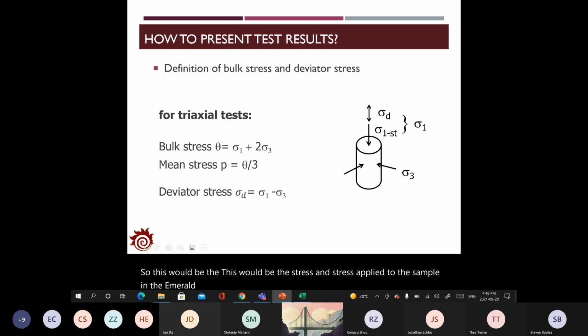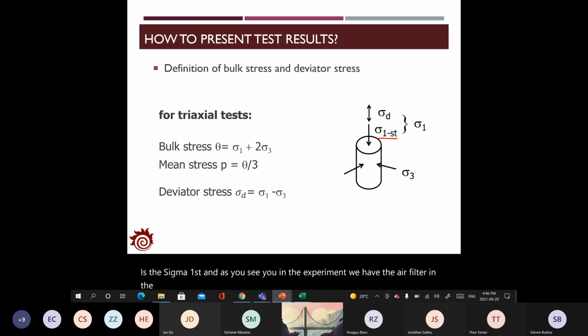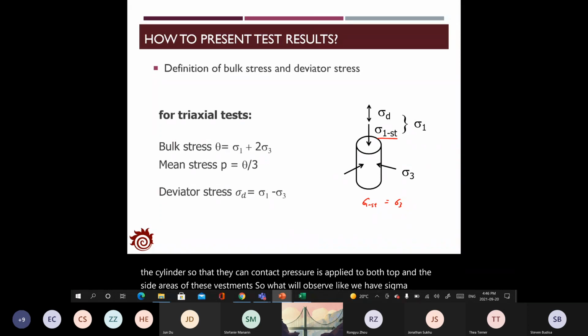So for the test we have the contact pressure, which is sigma first, and in the experiment we have air filled in the cylinder so that the contact pressure is applied to both the top and the side areas of the specimen. So what we will observe is that sigma first actually equals sigma 3. Sigma 3 is the pressure applied to the side of the cylinder.